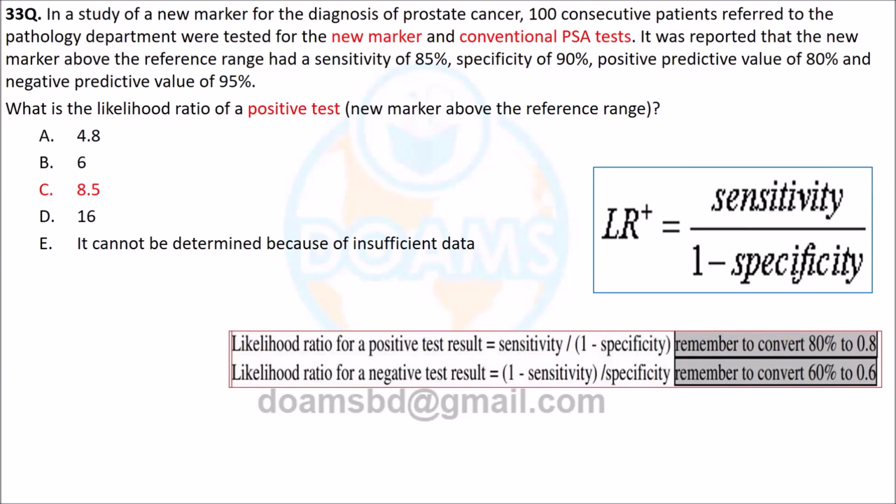Sir, actually, I'm just a little bit confused that they have given here the predictive value as well. Negative predictive value 95%, positive predictive value. So it's just for confusing, no? No, because the question is likelihood ratio of positive test. This is a very confusing issue, not only for you, for everybody throughout the world.